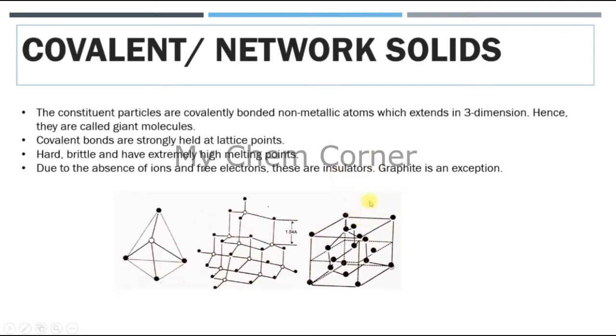But out of all these, you have an exception called graphite, which we had learnt in first PUC or class 11 in detail. Examples of covalent solids are diamond and quartz.